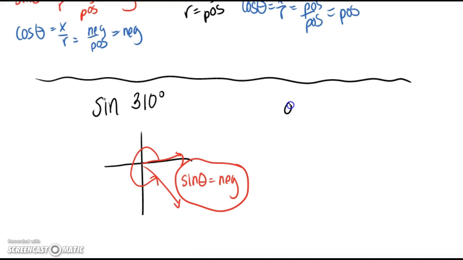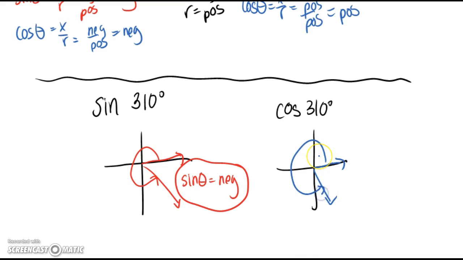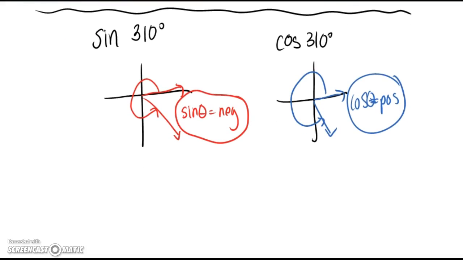Let's find the cosine of 310 degrees and decide if it's positive or negative. Actually, we're not finding it, we're deciding whether it's positive or negative. So in quadrant 4, 310 degrees, cosine of theta is positive, and that's because in quadrant 4, x is positive, and so cosine is positive. Let's do one more angle measure.